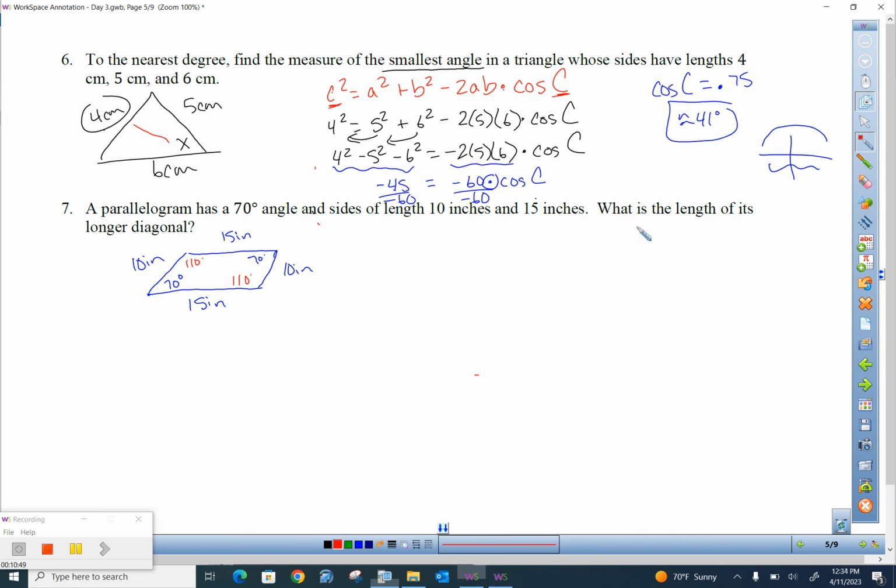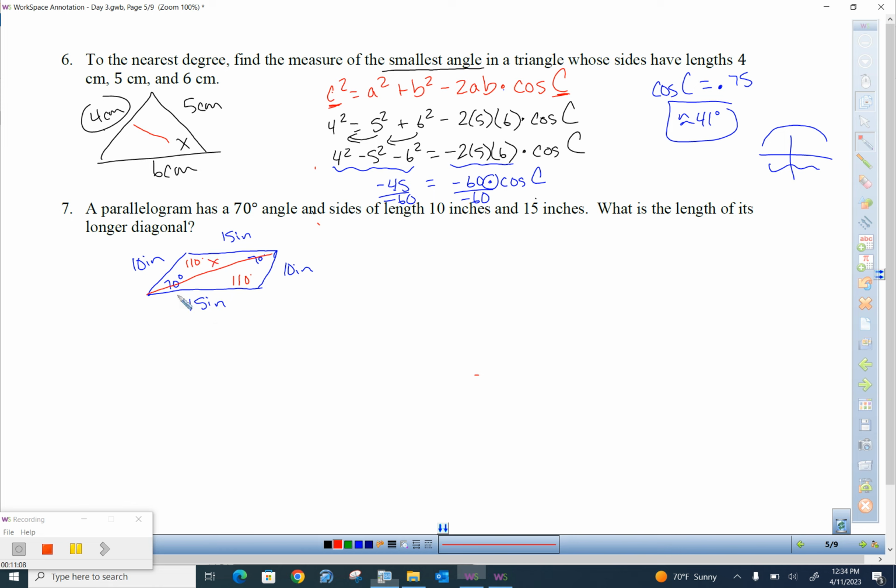It says, what is the length of its longer diagonal? So that tells us that the diagonals are not the same length. Okay, if you didn't draw your picture accurately, this is going to be more challenging to see. But the longer diagonal is actually going to connect the smaller angles to each other. So it'll be going this way.